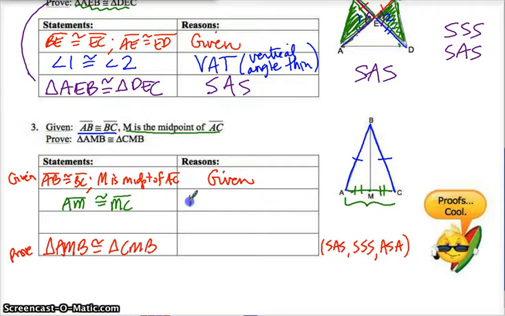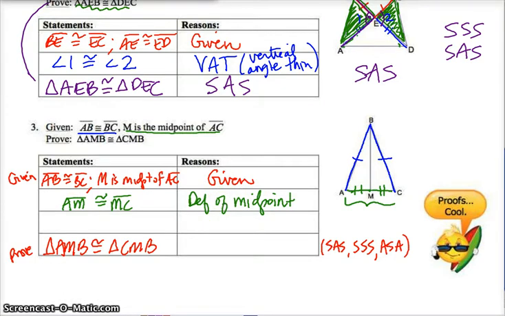Why is that? Well, there's only two reasons. It's either the definition of midpoint or it's the midpoint theorem. But remember, the midpoint theorem is something to do with a half. Half the length of the original, half the length of AC equals AM. This doesn't have anything to do with half. This says these two segments are congruent. Therefore, it's the definition of midpoint that allows us to make that statement.